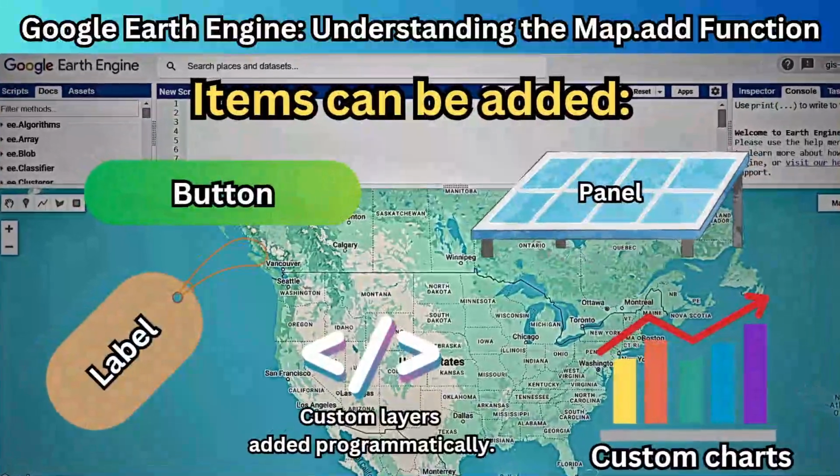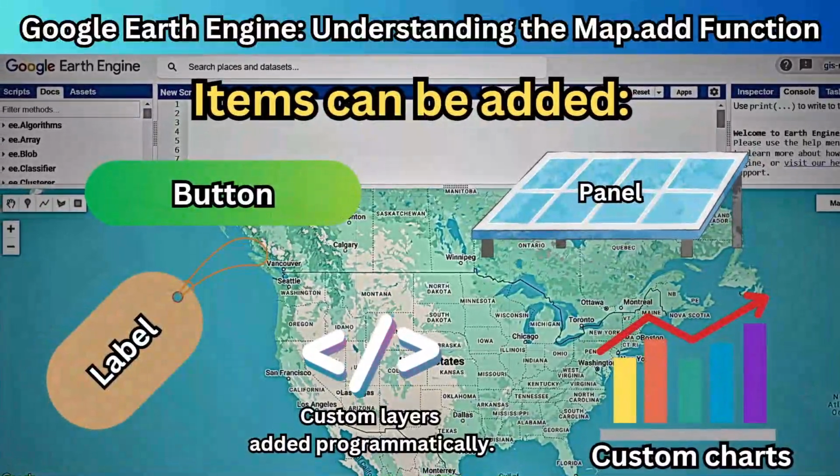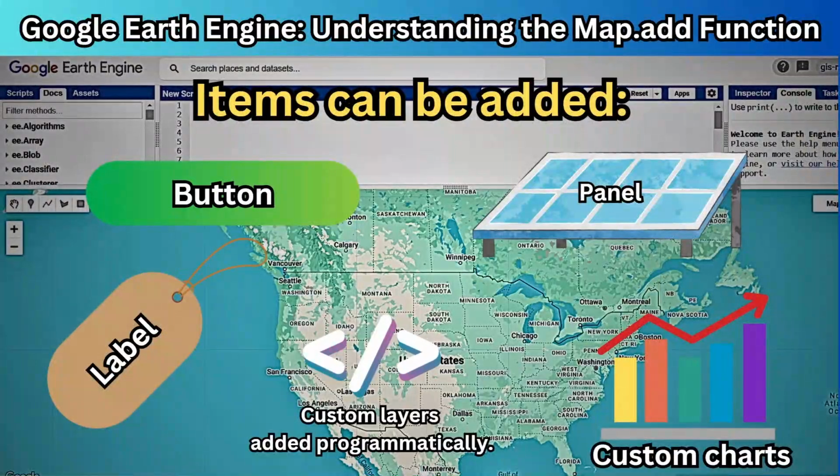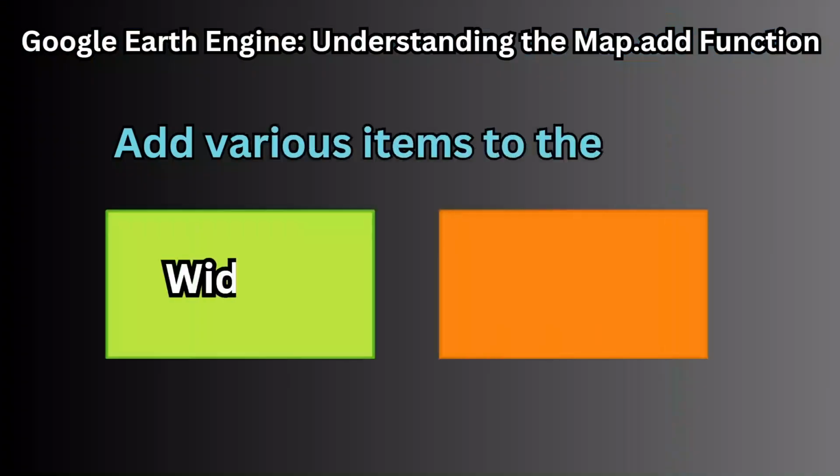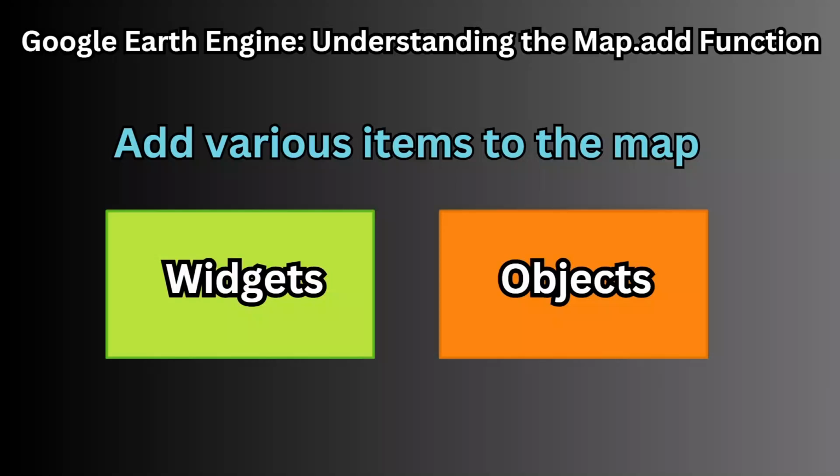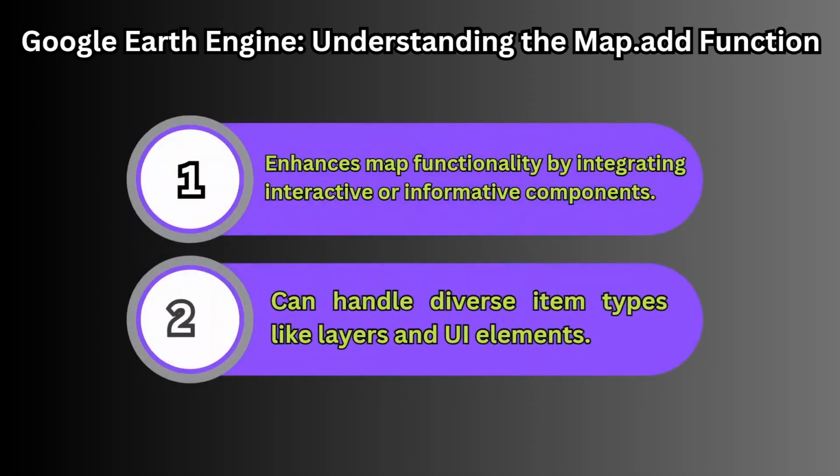In this video, we will try to understand the Map.add function in Google Earth Engine. We will also see some practical examples. The Map.add function in Google Earth Engine allows you to add various items including widgets and objects to your map. It integrates interactive or informative components and hence enhances map functionality. It also can handle diverse item types like layers and UI elements.